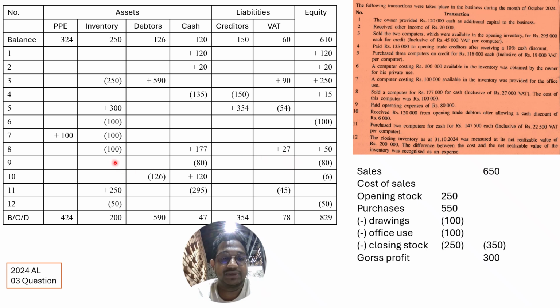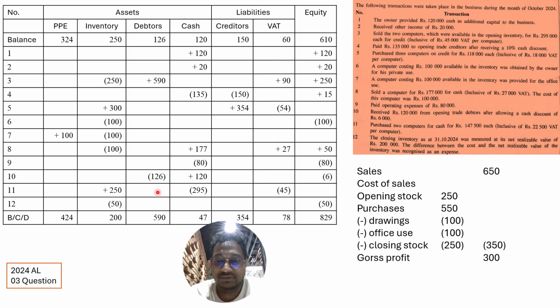And here you are selling 100 for net sales 150. So from that you are getting a profit 50, and that profit you should add to the equity. On operating expenses payment, cash minus and the equity minus.